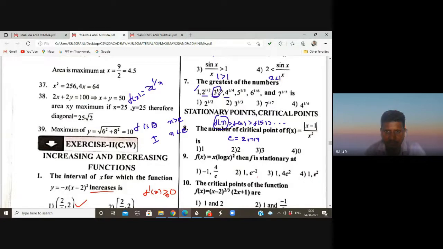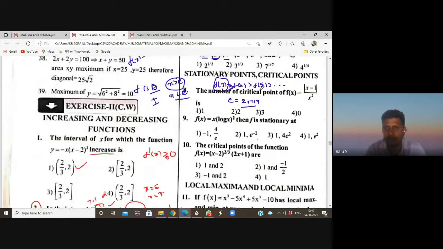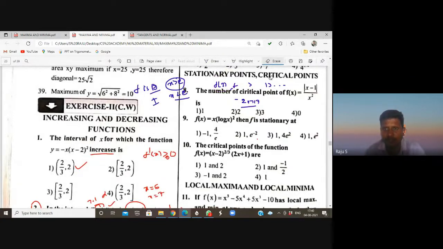Clear? So when x is greater than e, the function is decreasing. When x is lesser than e, the function is increasing. According to this, the highest value immediately after e: f of e is not given in the options, but immediately after e they have taken 3. So f of 3 is the greatest of the numbers. This is the greatest number among all the numbers. So that is a simple question. Just remember that. So stationary points and critical points.